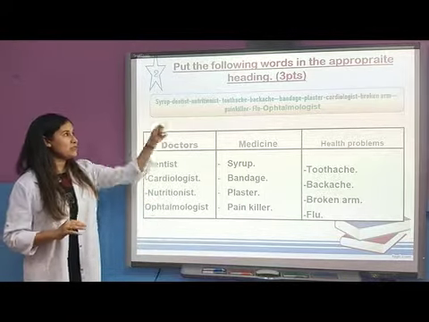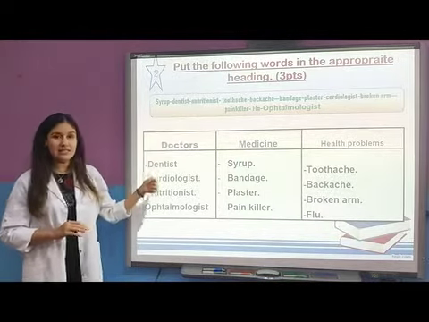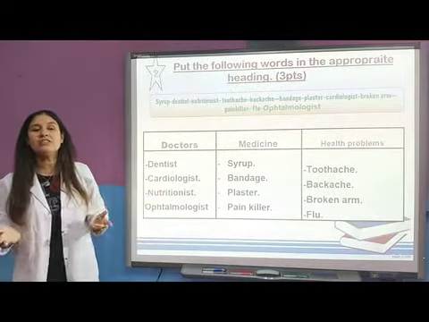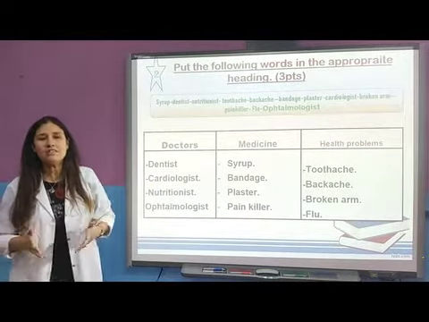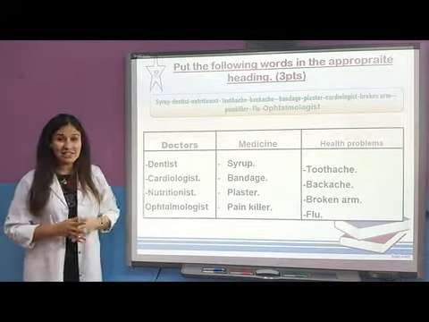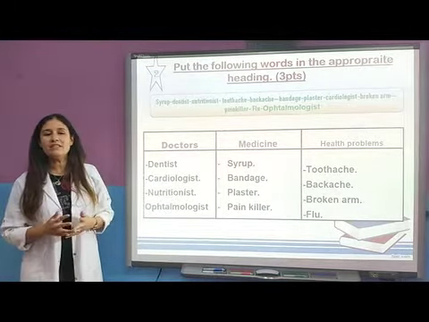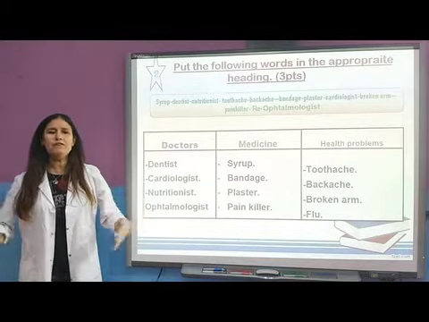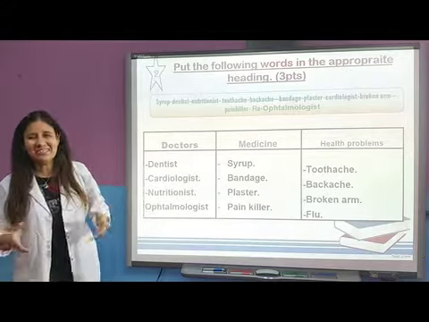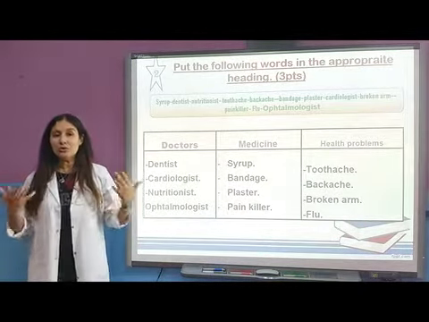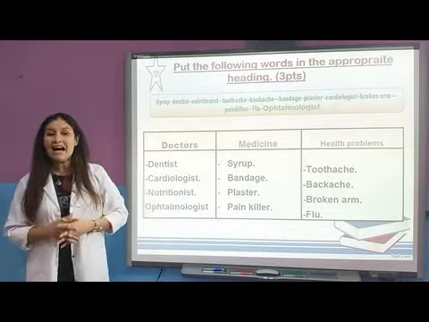So, the doctors that we have in the list are a dentist, a cardiologist, and of course a cardiologist is the doctor who takes care of you and treats you when you have some heart problems. Nutritionist, you go to the nutritionist if you have some problems with nutrition or weight, if you are kind of fat, gaining some kilos, and so on and so forth. And an ophthalmologist is the doctor who treats any problems of eyes.